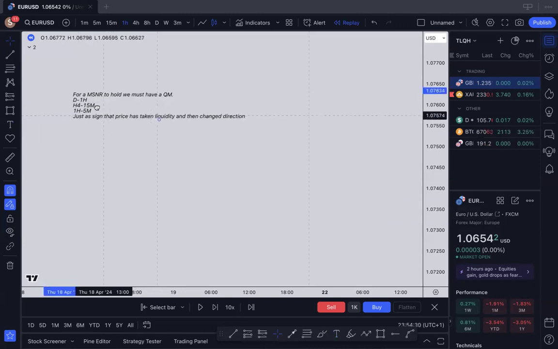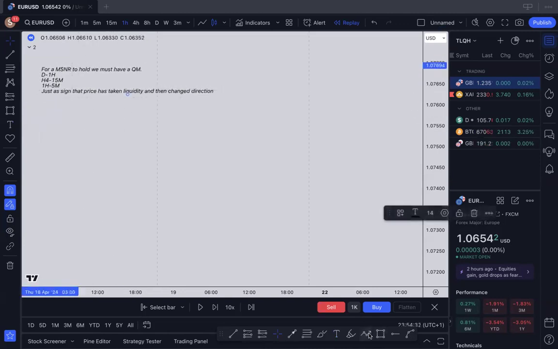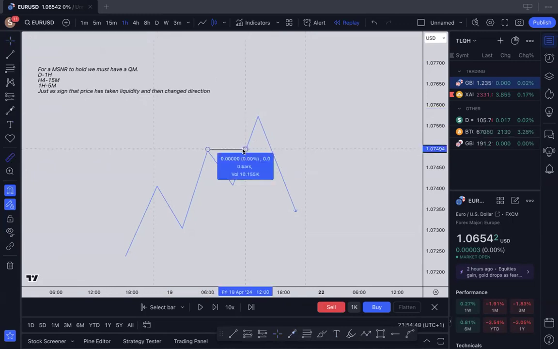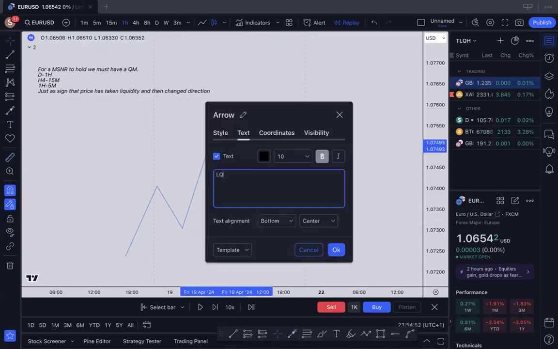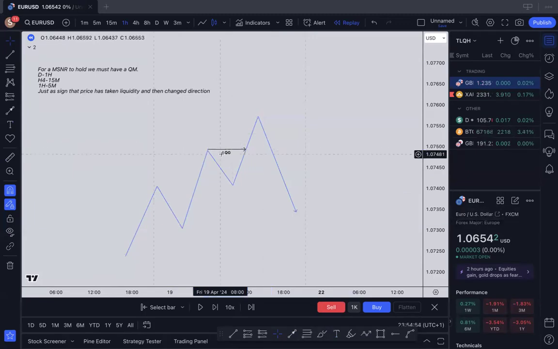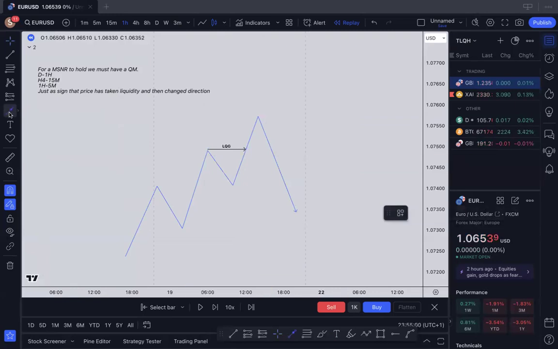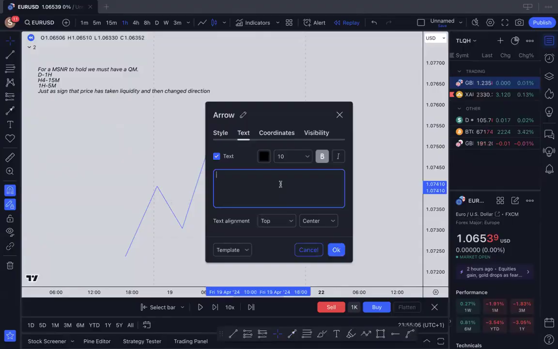So what does a QM look like? It's a very, very simple pattern. Okay, so price will be coming up, we'll be making higher highs, higher lows. Then all of a sudden we'll get something like this. This here is what we call an LQG. What does LQG stand for? Just liquidity grab. And finally, we get this. This is what we call the QM.